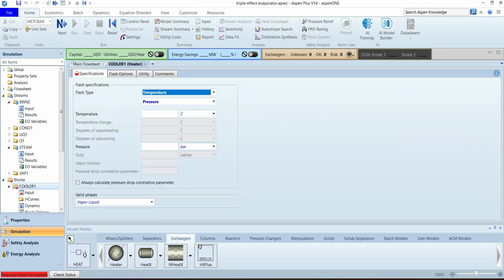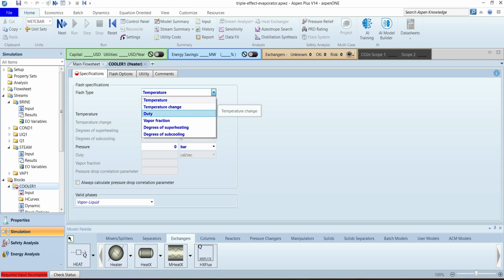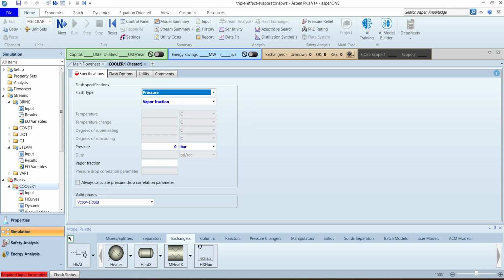For the cooler block, we need to have 2 degrees of freedom. The most feasible is, let's assume there is no pressure drop in the effect and the vapor fraction to identify that we are fully condensing the steam to its condensate. So let's define 0 vapor fraction to simulate that all the latent heat is supplied in the cooler block.